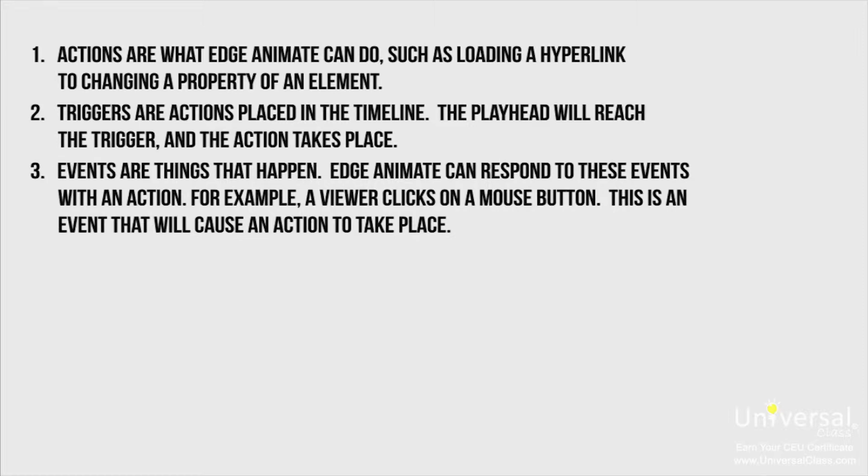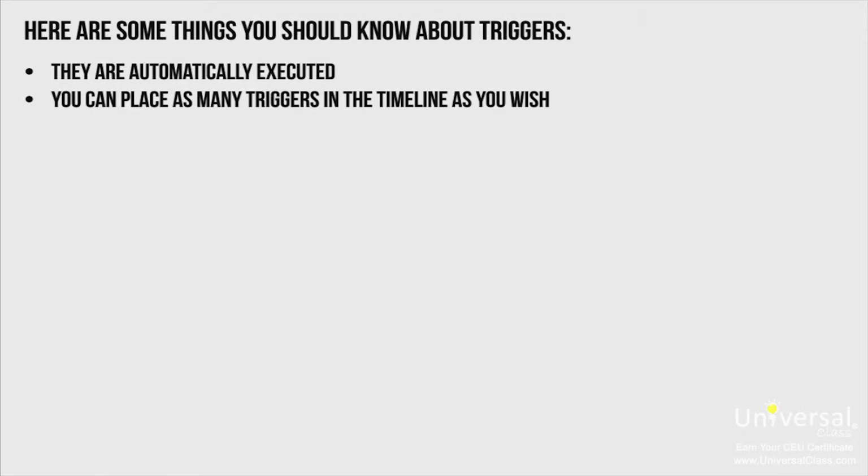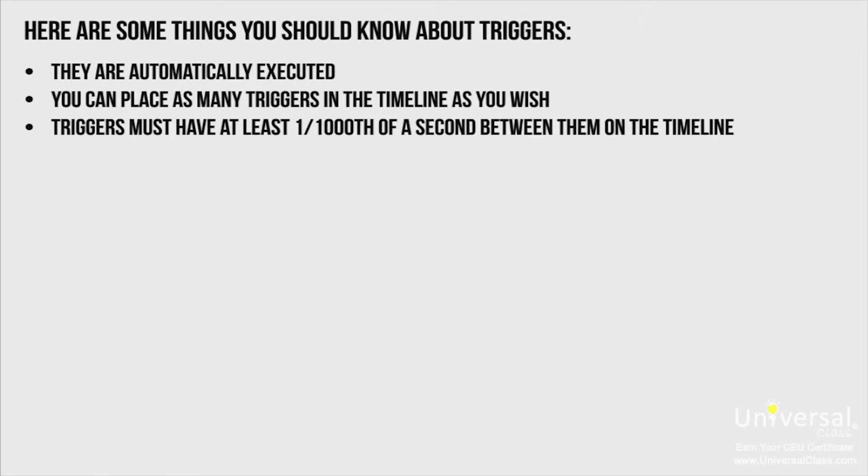Triggers are the easiest way to add code to your composition. We already added a trigger when we worked with symbols, so you should already have an idea as to how they work. Here are some things that you should know about triggers. They're automatically executed, you can place as many triggers in the timeline as you wish, and triggers must have at least 1/1000th of a second between them on the timeline.